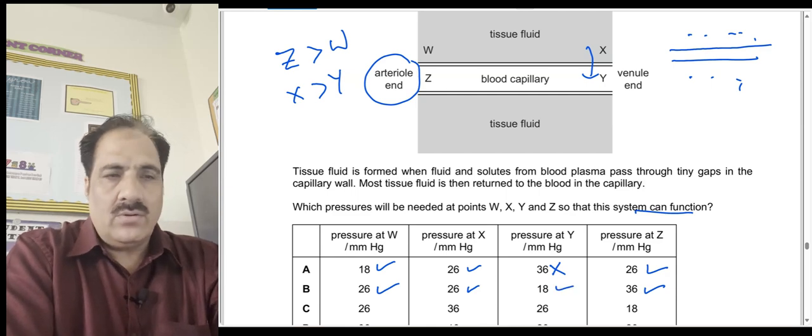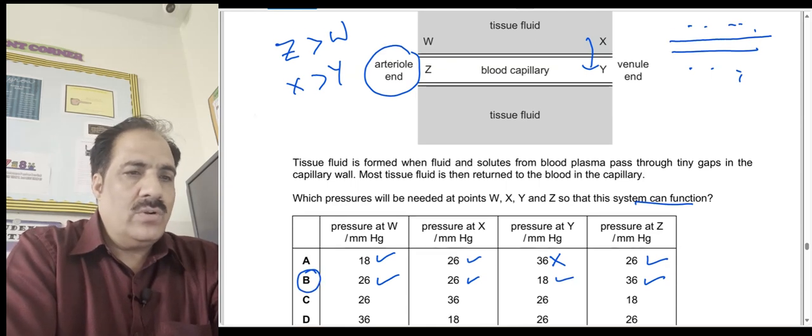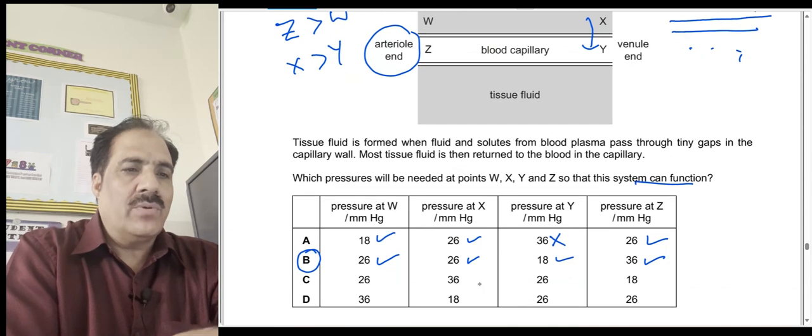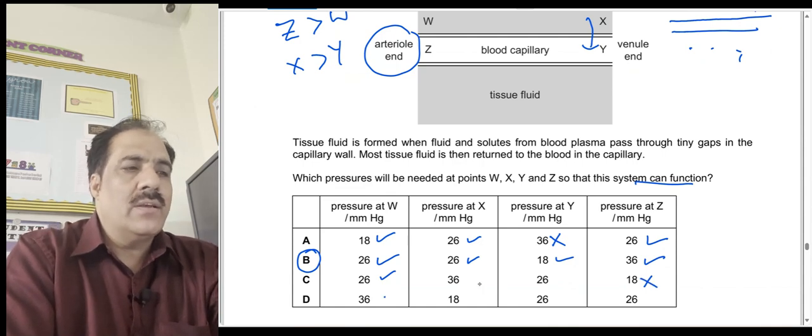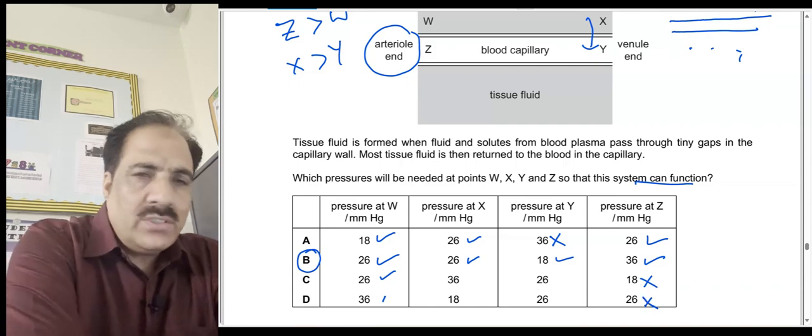Now let's look at the other options. W is 26, Z is 18. So this is wrong because Z should be greater than W. W is 36 and Z is 26. Again, this is wrong. So option B is the correct answer. Moving to question number 36.